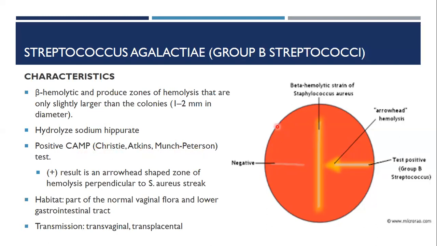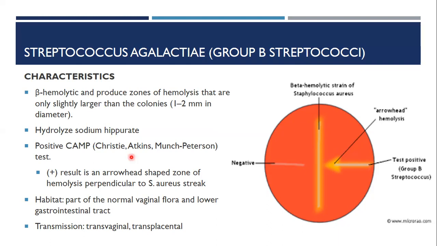Now, how do we do the CAMP test? We streak Staphylococcus aureus in the center of the agar, and then perpendicular to it, we streak a colony of group B Streptococcus. You incubate this for 24 hours at 37 degrees centigrade. You get to see arrowhead beta hemolysis, where the hemolysis forms an arrow. That is a positive CAMP test. A negative is no formation of arrowhead hemolysis.